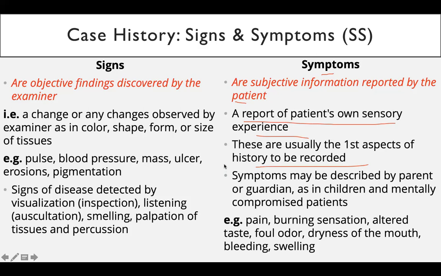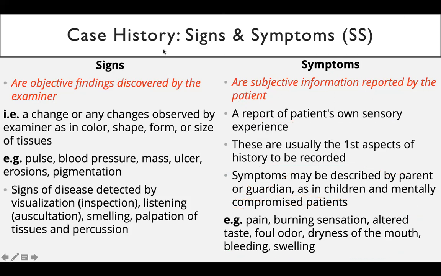Symptoms can be described by the parents or guardians, as in the case of children, pediatric patients, and mentally compromised patients. They can be given by the guardian or parents. And then these are some examples of the symptoms.